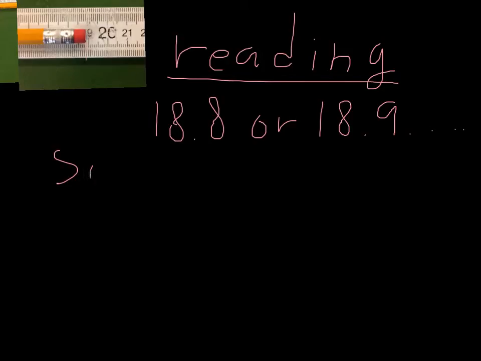There's a little ambiguity, a little uncertainty in what the reading should actually be that's recorded, because we just don't know. It's not an exact number. It could be 18.8, or it could be 18.9. We just don't know. It's somewhere in between.